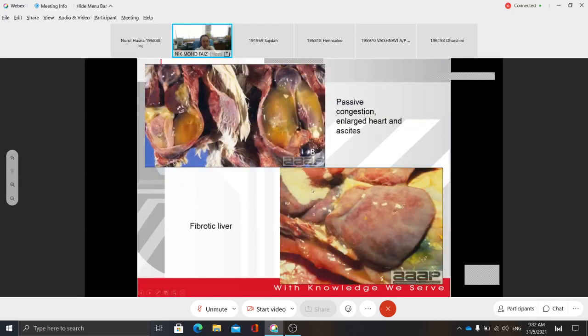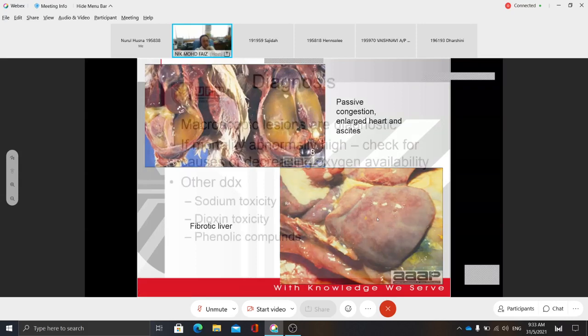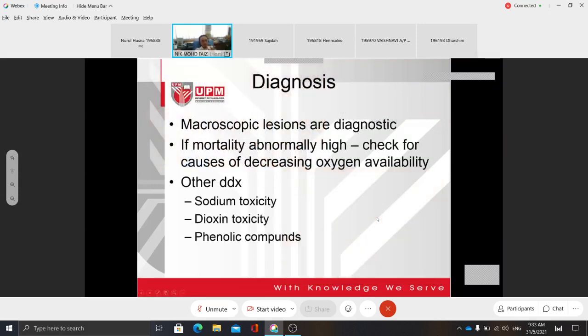And then again, passive congestion, large heart, and ascites. The liver may appear fibrotic in some cases. So for diagnosis, microscopic lesions are usually diagnostic. You see big birds at end stage, you open them, you see ascites, and then you see a big heart.